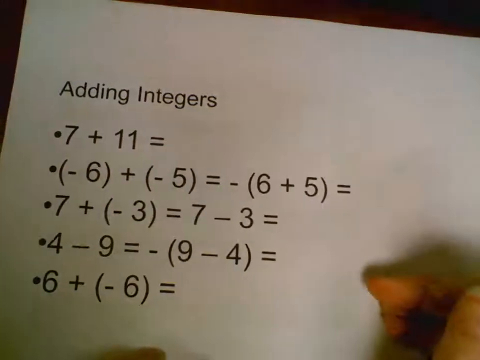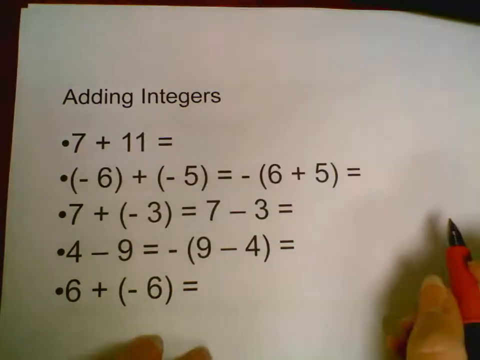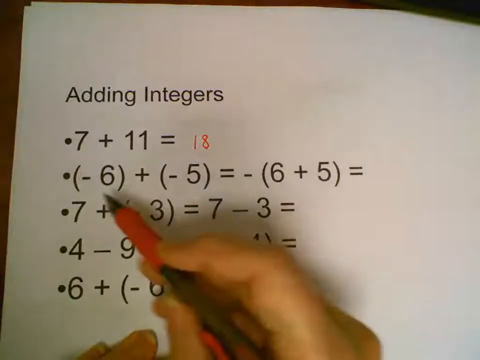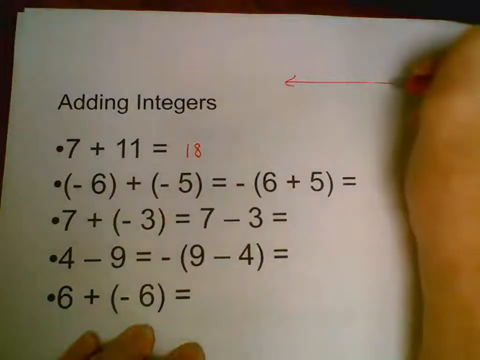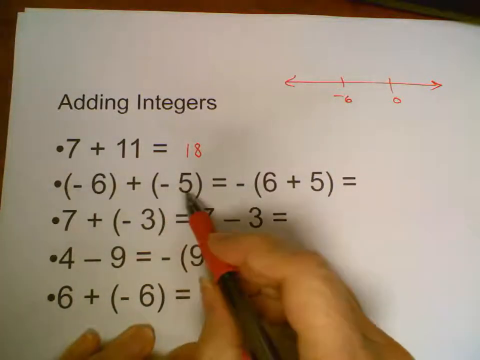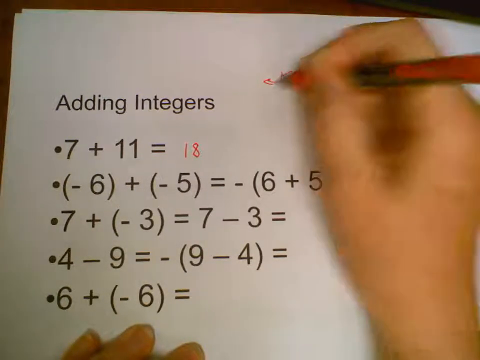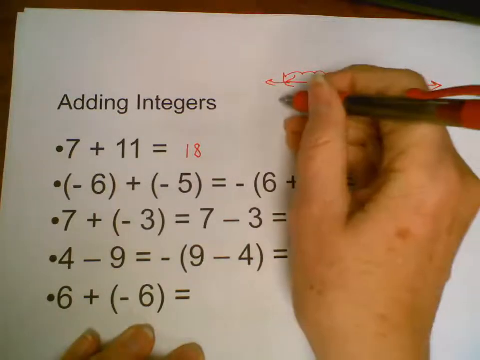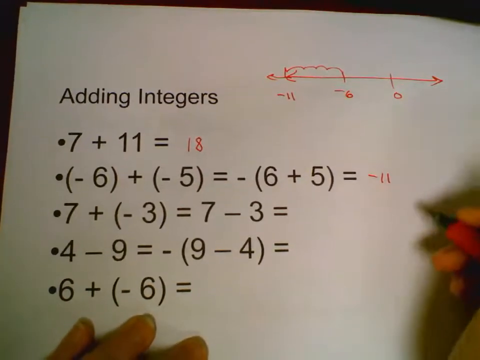Let's practice adding integers, and remember, integers can be negative or they can be positive. Well, we know 7 plus 11. But what if there's a -6, like on a number line? And what if I want to go even further back, 5 more? Where did I land? I went backwards 6, and then 5 more. That's 6 plus 5. I landed at negative 11.